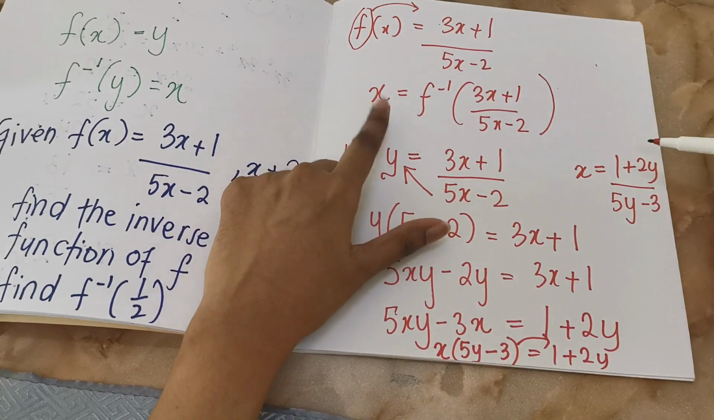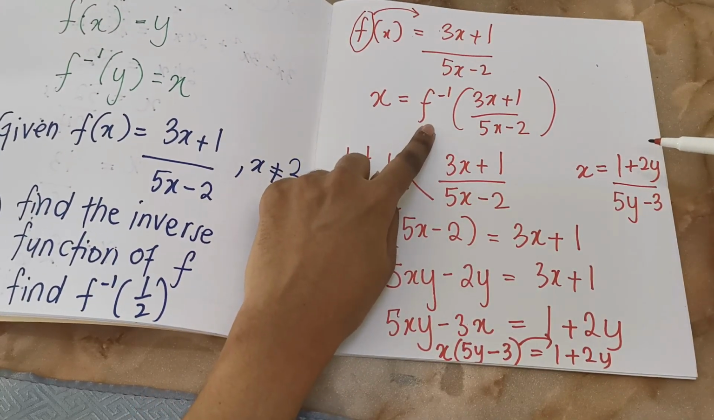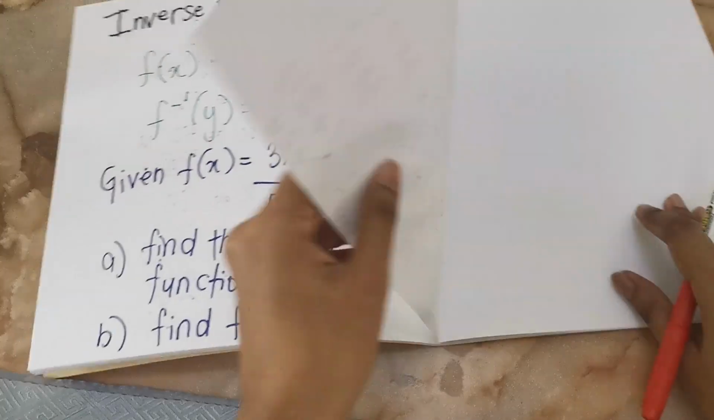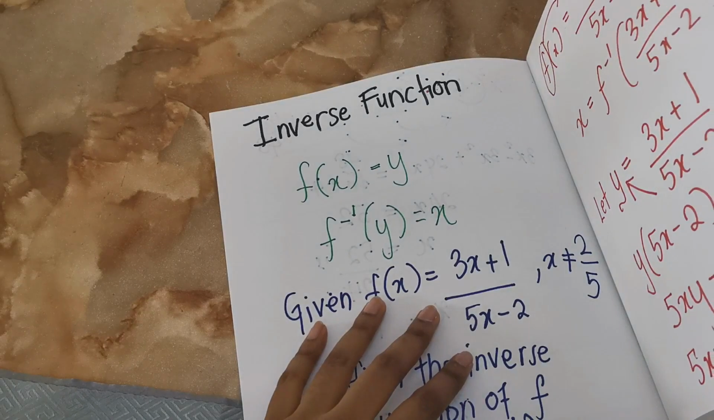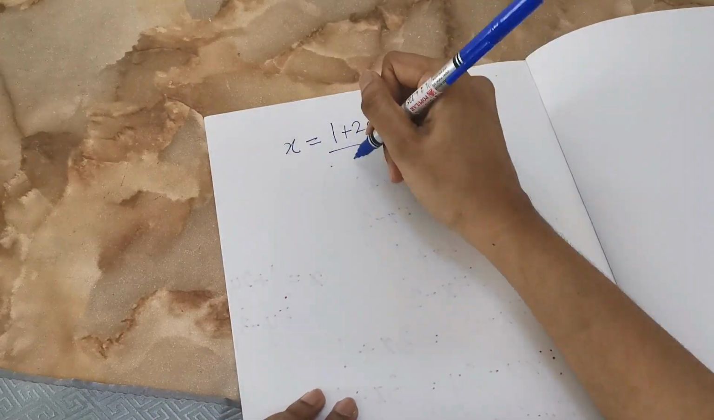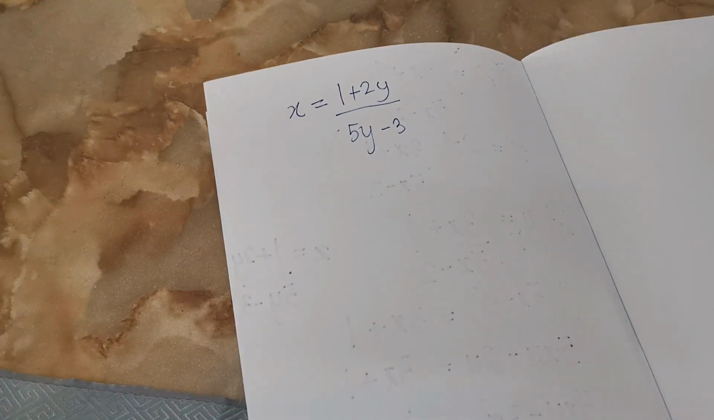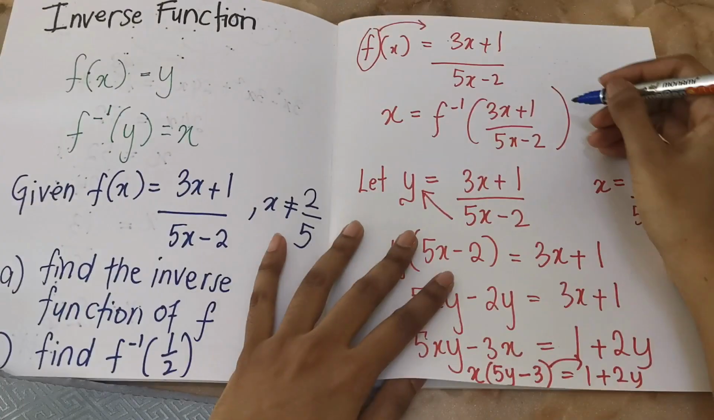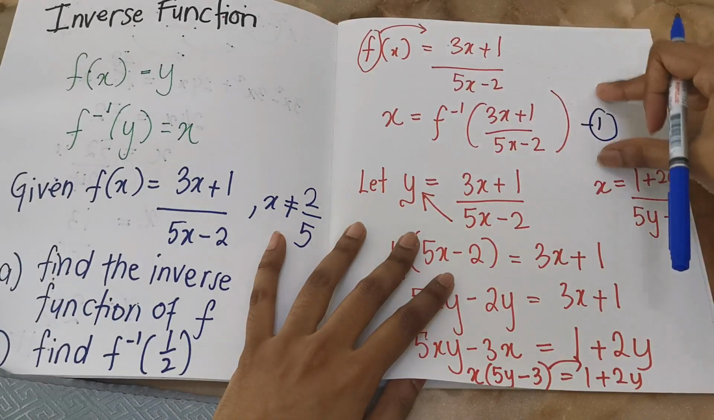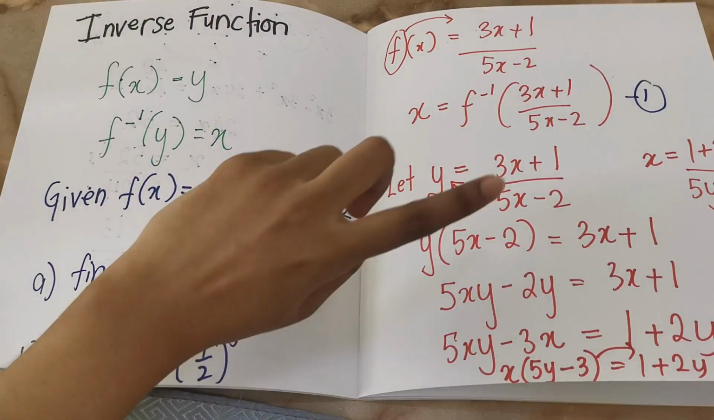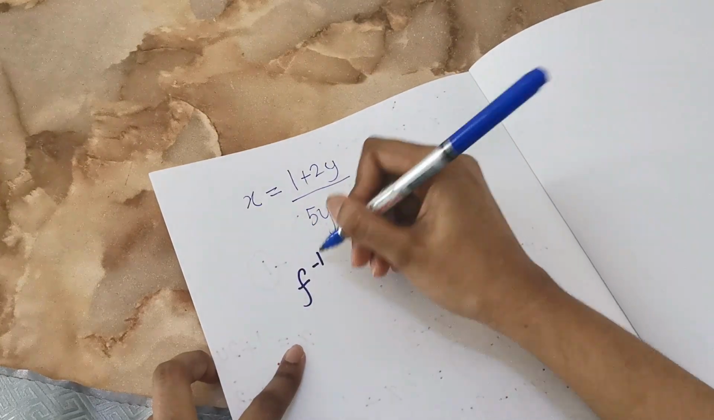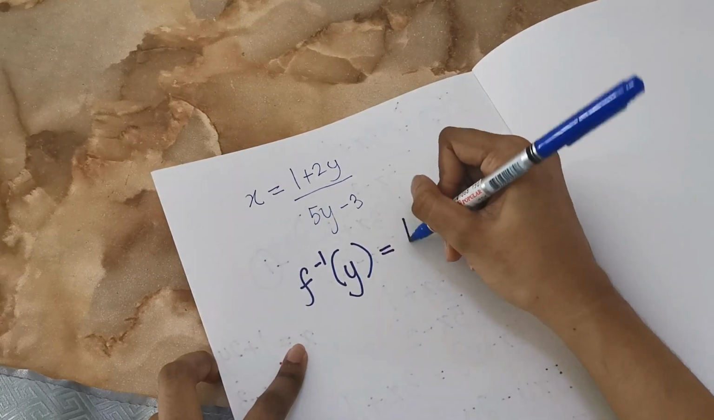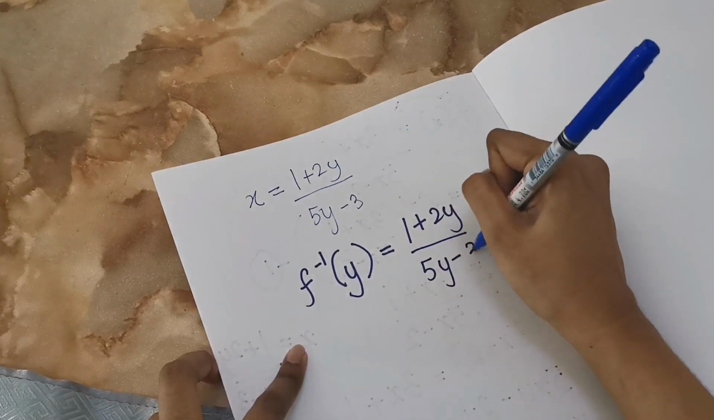Now, do you still remember how we wrote this? x equals the inverse of function f. So we know our x is (1 + 2y) over (5y - 3), and this is our first function that we used. Now what we are going to do is write the inverse function of f(y) equals (1 + 2y) over (5y - 3).